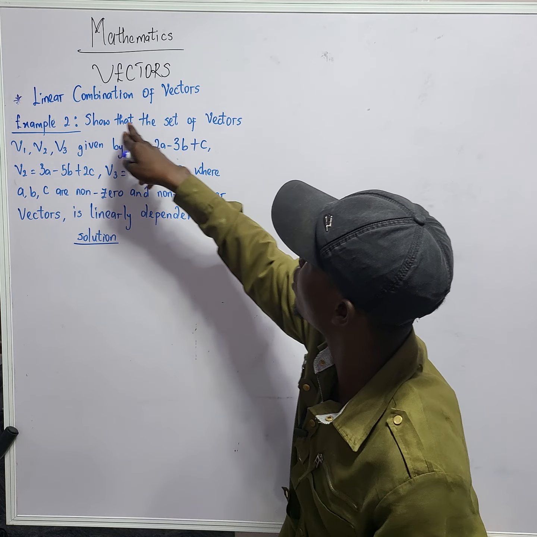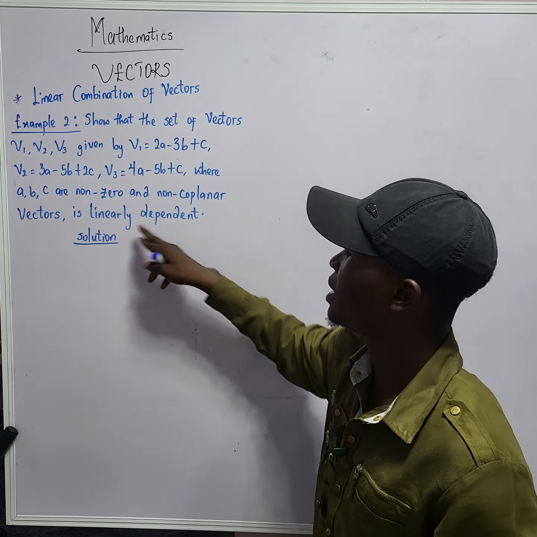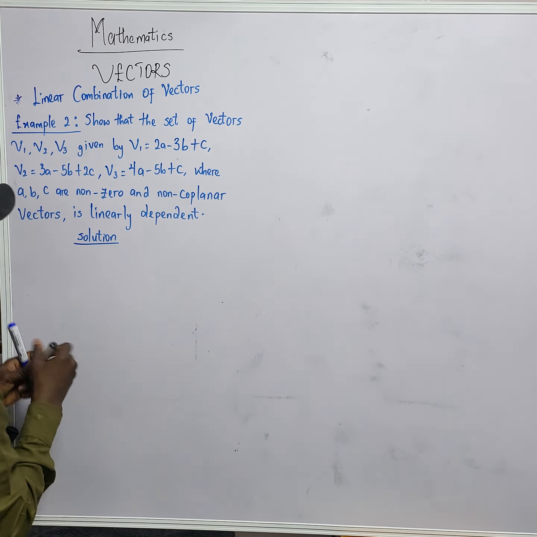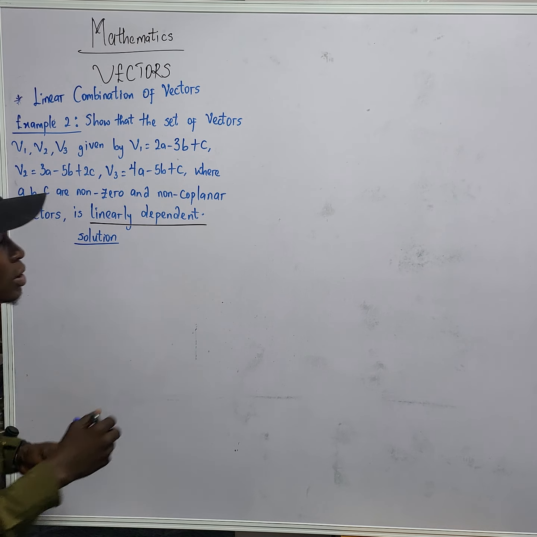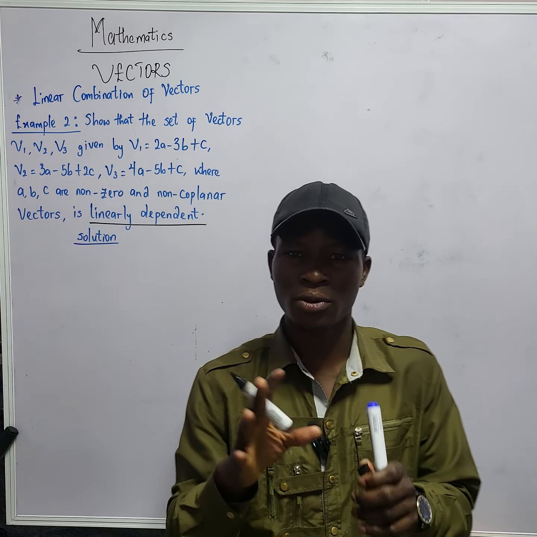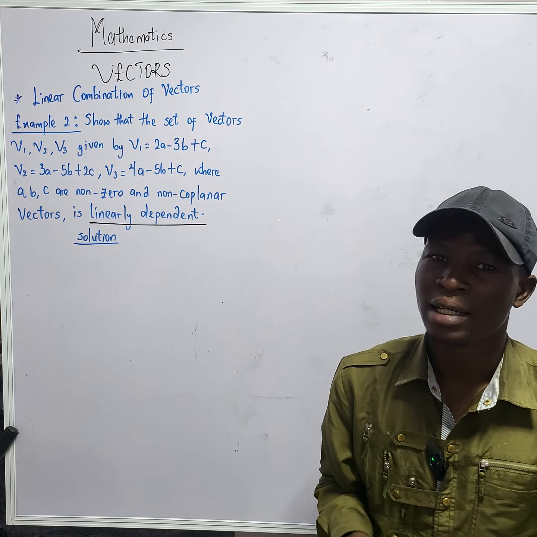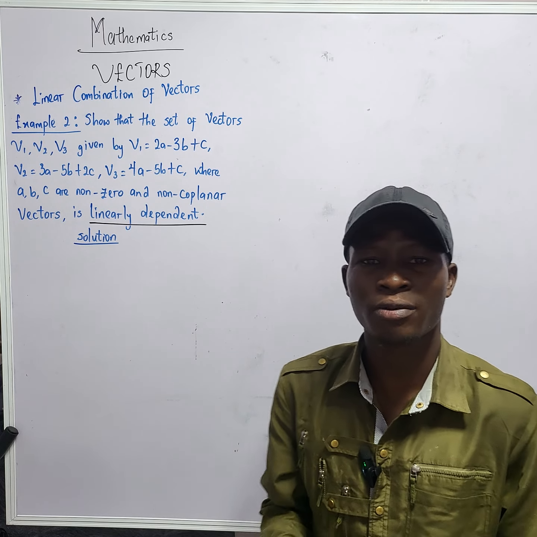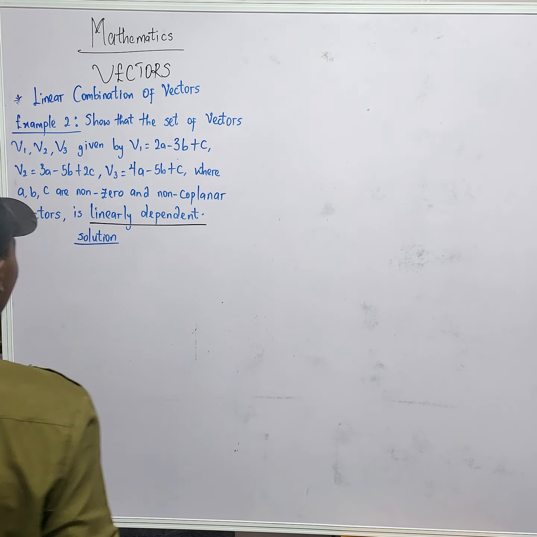Don't forget I said we should show that the set of vectors v1, v2, v3 is linearly dependent. This time around, it is linearly dependent. What did I say? I said when you are to solve for linearly dependent, your determinant must give you 0. So let's solve this and see if our determinant will give us 0.